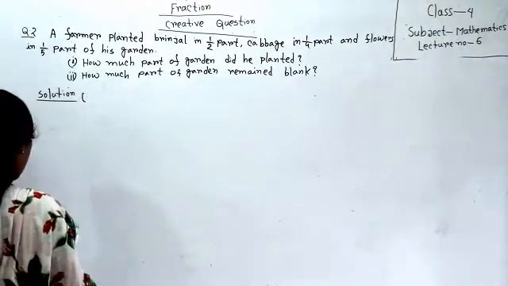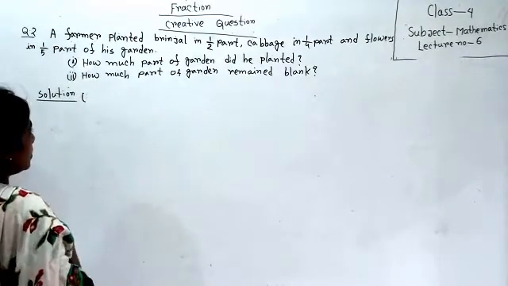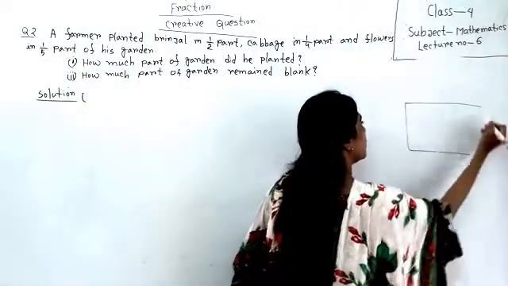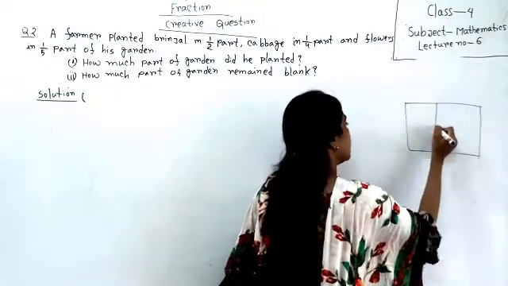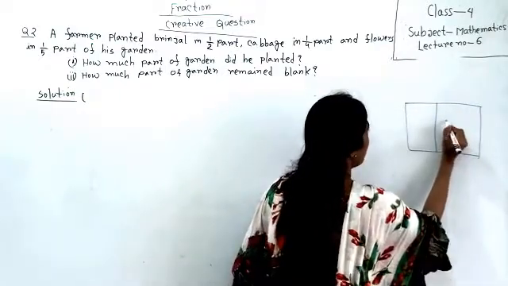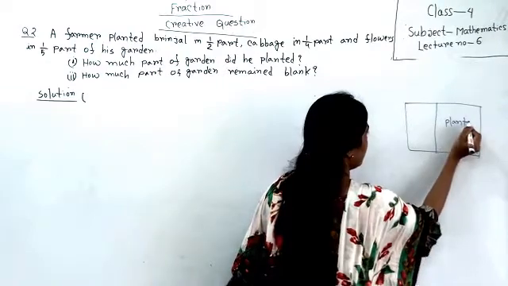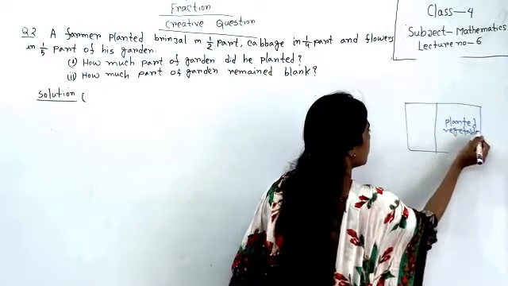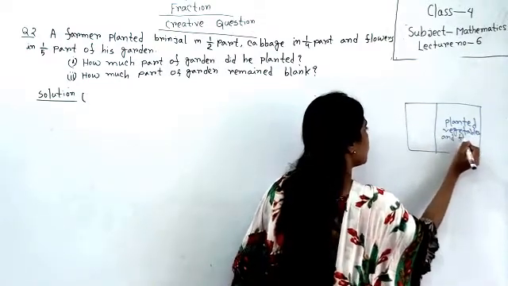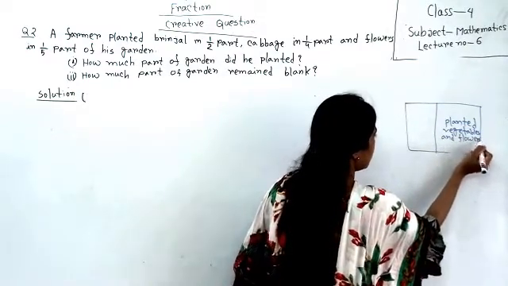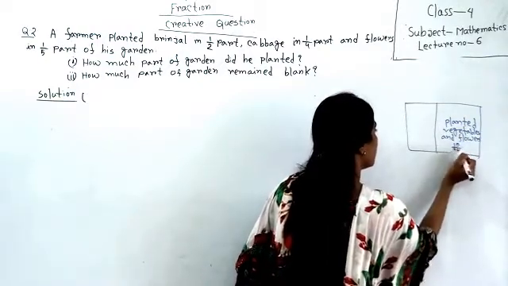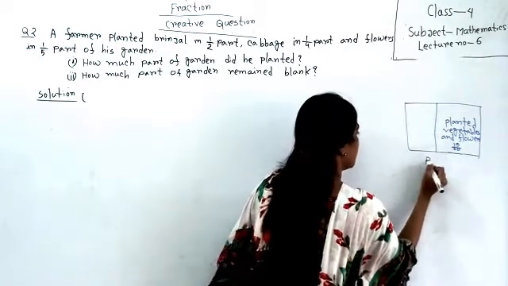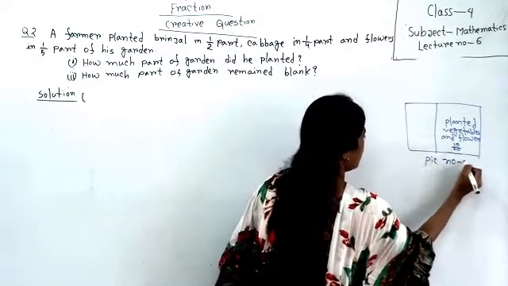For the second math, how much part of the garden remained blank? Here is a garden. This garden is planted with vegetables and flowers, 19 divided by 20, and the blank part is here.